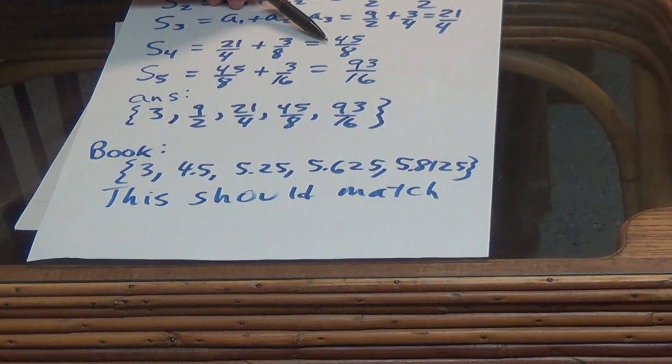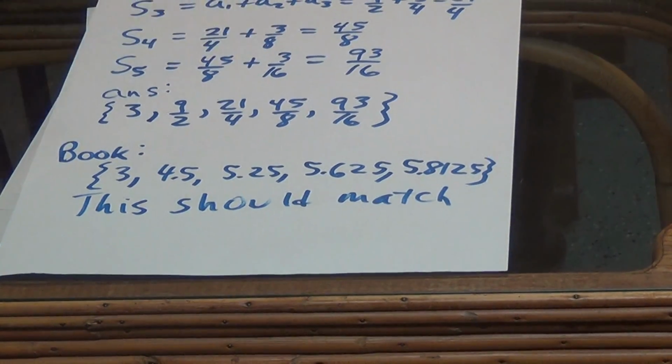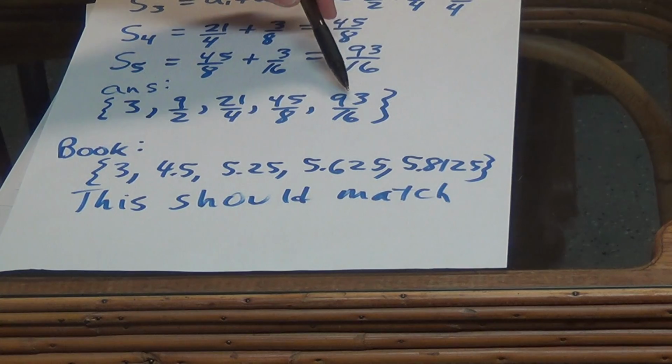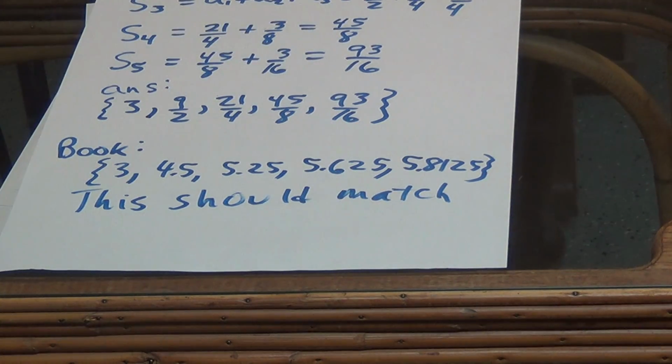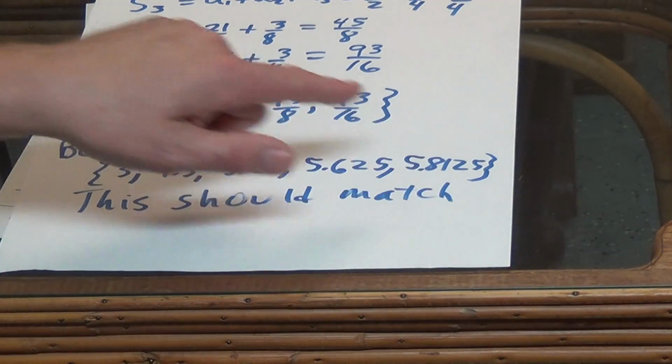Common denominator, that gives you 45 eighths. And S5 takes that answer and adds on the next piece, 3 sixteenths, 93 sixteenths. I've listed it in fraction form here. I checked the book answer, and the book has the decimals, and I think you'll find that those decimals do match.